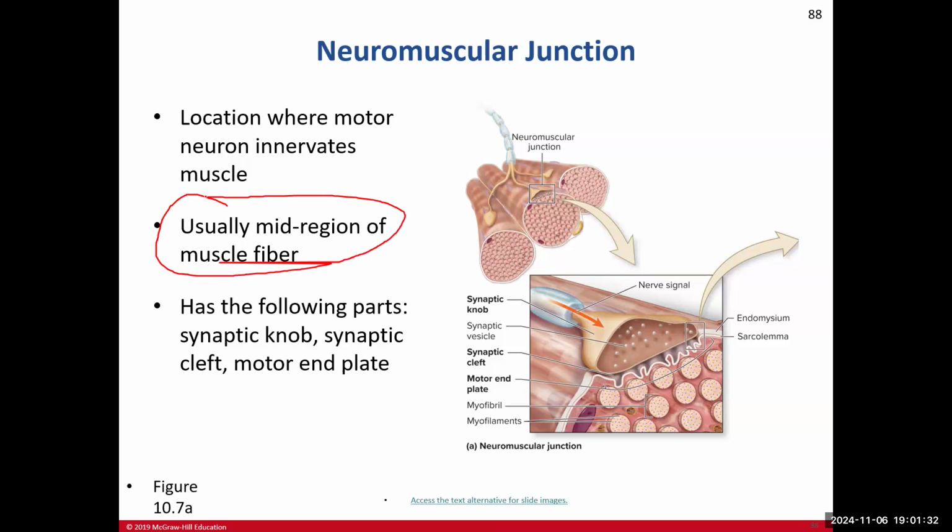What makes up that neuromuscular junction? The synaptic knob that comes from the neuron, the motor end plate that's on the muscle fiber, and then the space in between called the synaptic cleft. Those are the three things that you will have at the neuromuscular junction, which should be reviewed because we learned about that last class. Okay, following parts: synaptic knob, synaptic cleft, and the motor end plate.